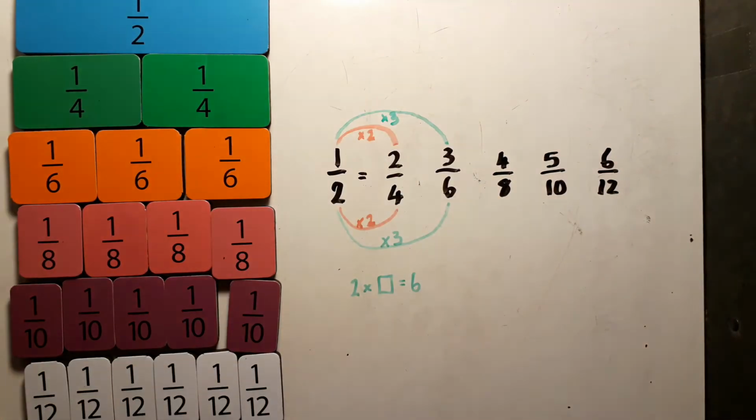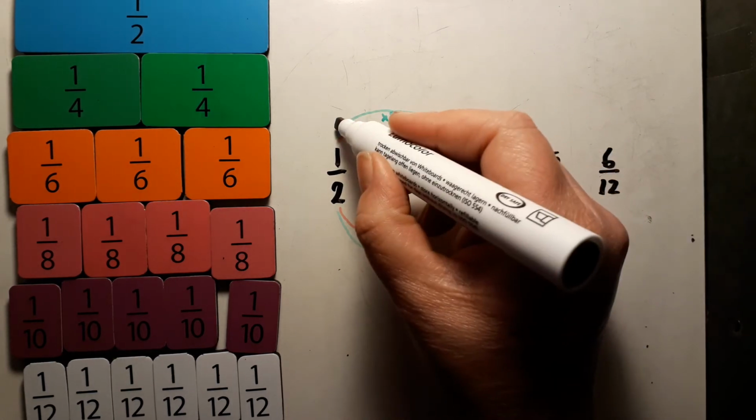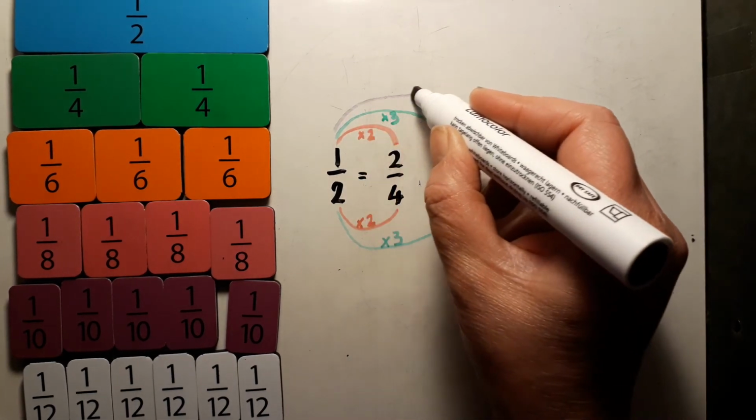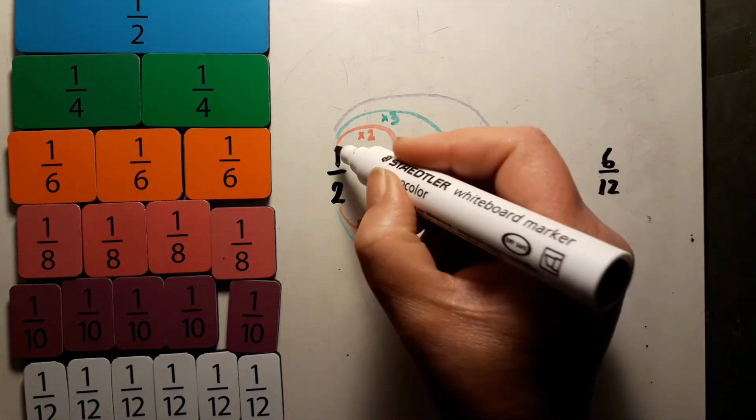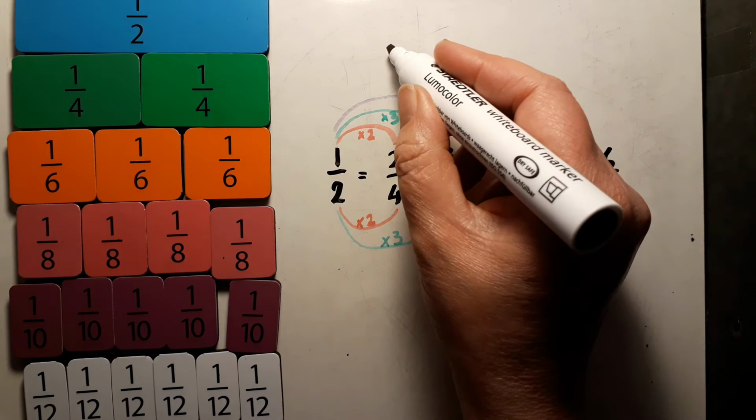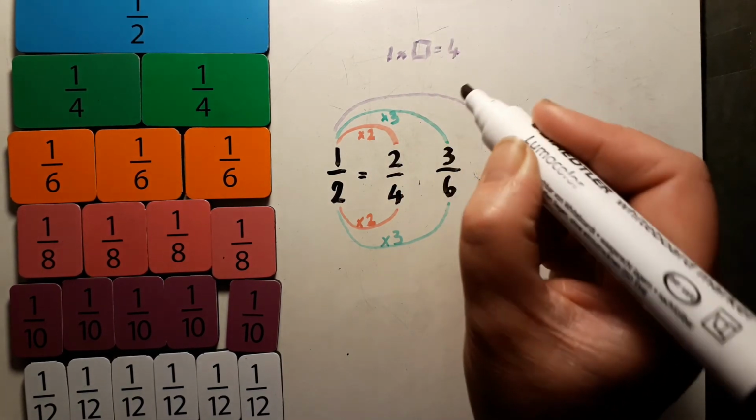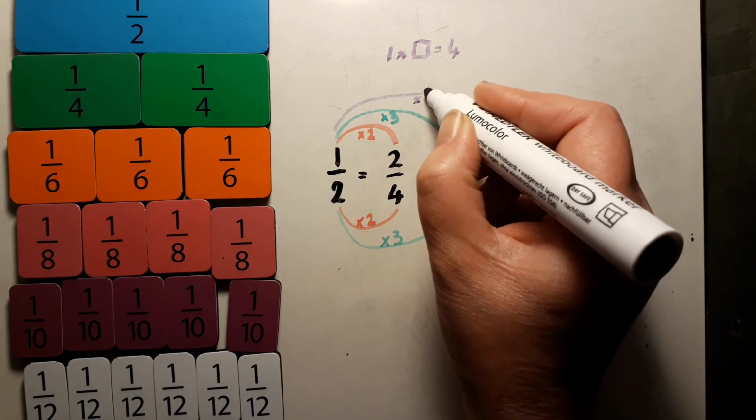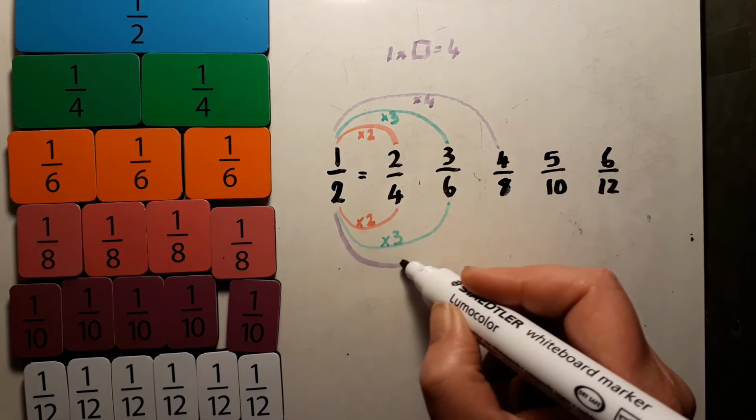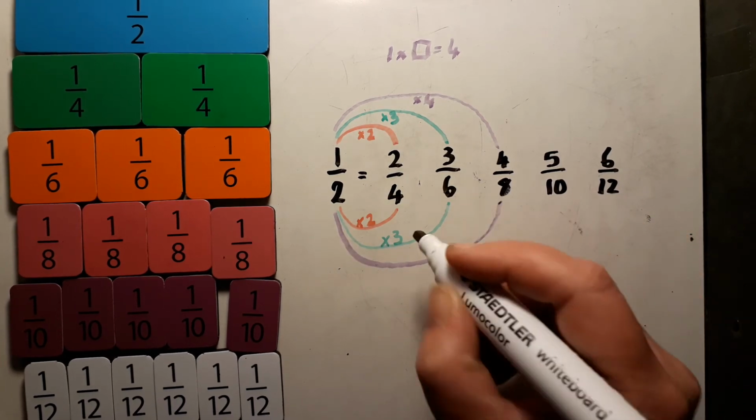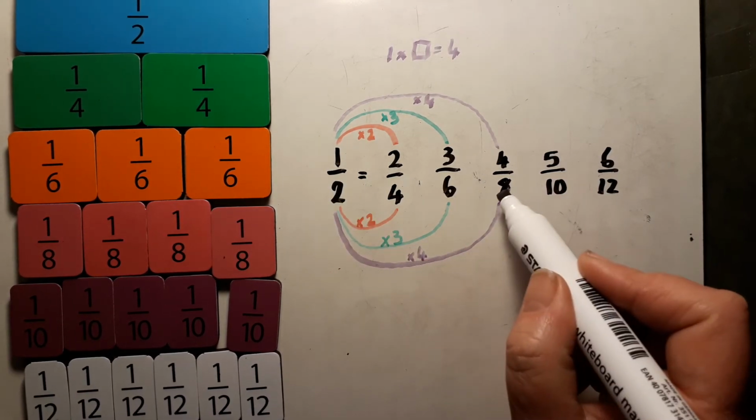And I'm now going to think about 4/8. So here, 1, I write it there, 1 multiplied by something would give us 4. We can see straight away that it must be multiplied by 4. So whatever I've done to the numerator, I then need to do to the denominator, and 2 times 4 is 8.